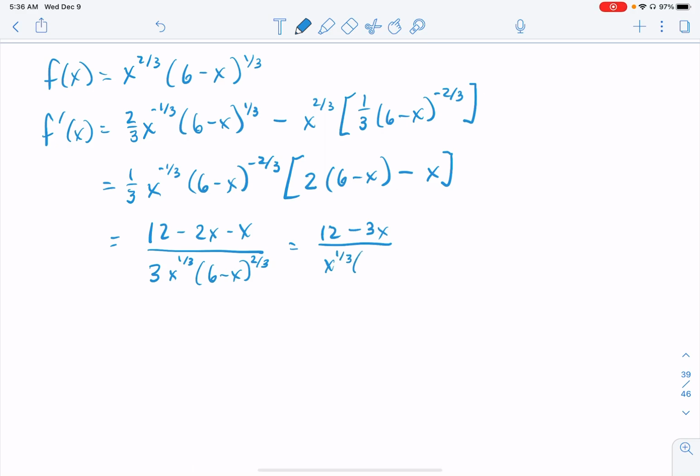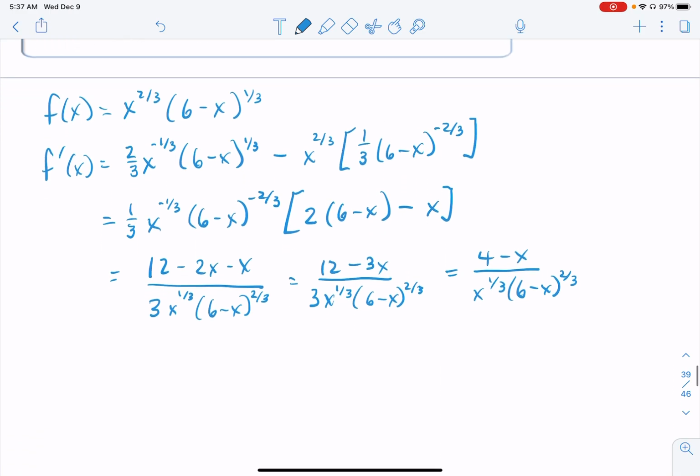X to the 1/3, 6 minus x to the 2/3. Hey, take a look. Both of these have a common factor of 3, and I've got a 3 down here, so I can divide both of these things by 3 and get 4 minus x over x to the 1/3 times 6 minus x to the 2/3. Whoa, it really cleaned up nicely, didn't it?